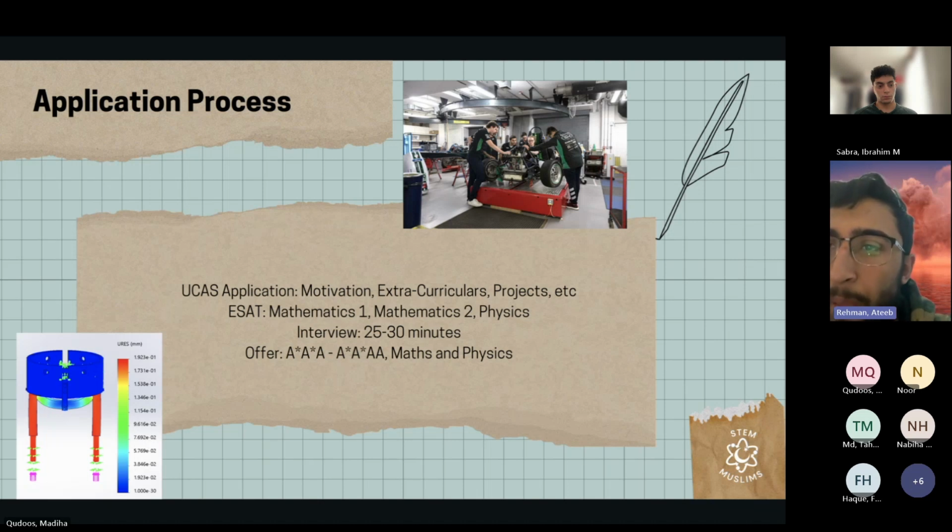The offer that most people get, on Imperial's website, says the minimum offer is A star, A star, A, but most people I've seen get a 3 A star offer, and 2 A stars have to be in maths and physics. Sometimes you do get reduced offers, like A star, A star, A, or 1 A star and 3 A's if you're doing 4 A levels. But mostly I've seen you get a 3 A star offer or 2 A stars, 2 A's offer.